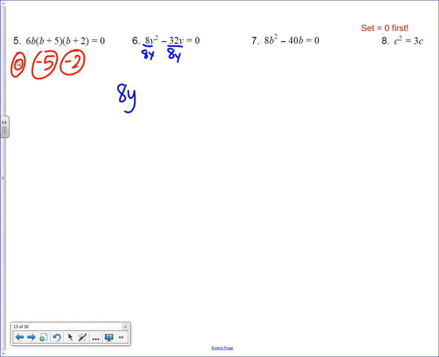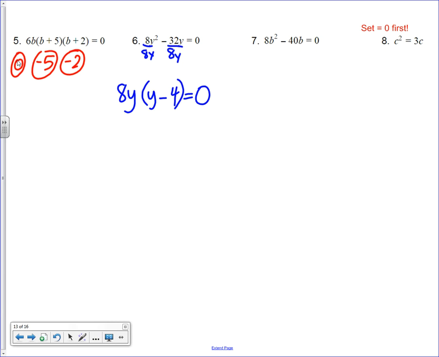So I'm going to take out an 8y. Tyler, if I take out 8y, what's left? Y. Now, y squared over y is just y, right? And then minus, what's 32 divided by 8? 4, and those y's cancel, right? How's everybody doing with that equation?